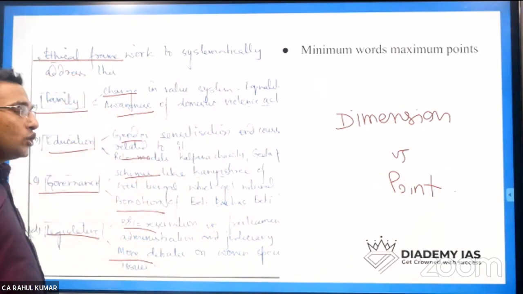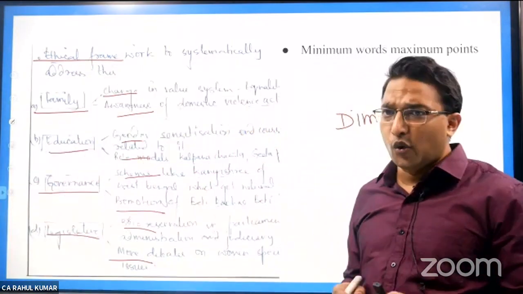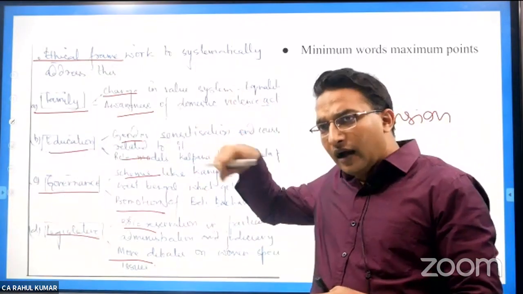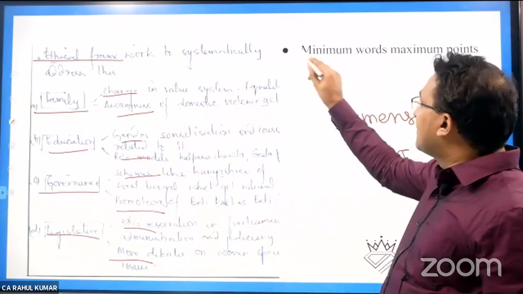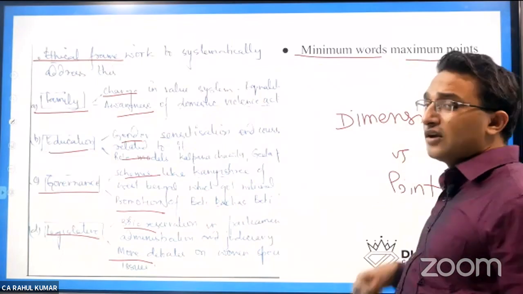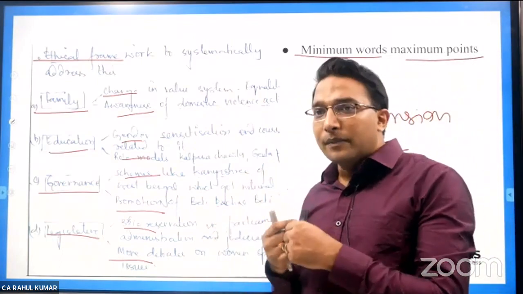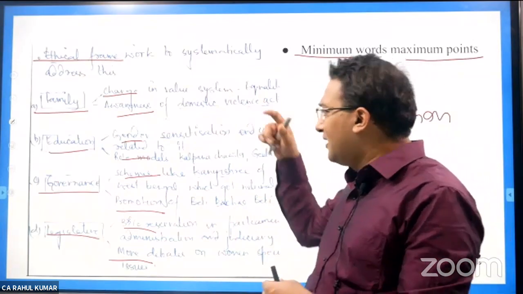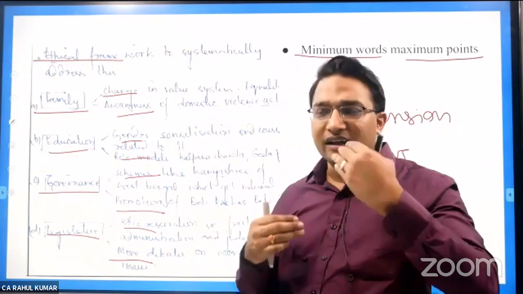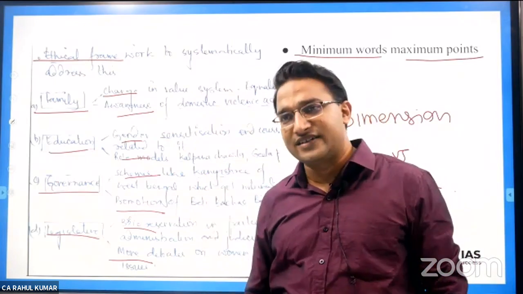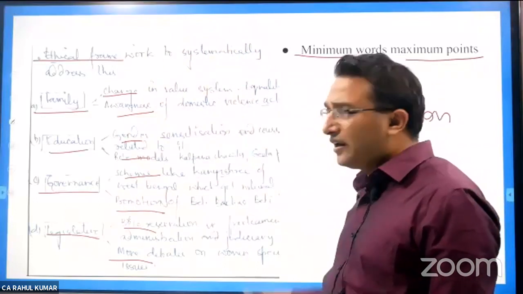So if you structure your points in a systematic manner, under the dimension, then you can use the minimum number of words, and you can give the maximum number of points, and your answer will be appreciated by the reader. The evaluator can understand the depth of your knowledge, and you can give more facts, case studies, references, data, etc. Okay, so this dimension you should include, and inside that you can give the points.